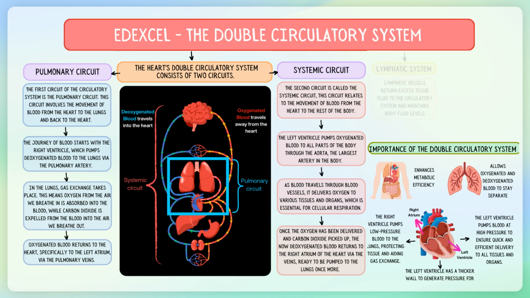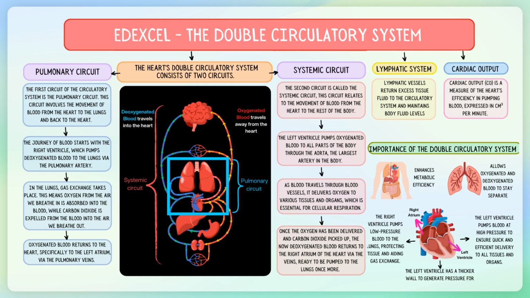We also covered the lymphatic vessels, which return excess tissue fluid to the circulatory system and maintain body fluid levels. Finally, we learned how to calculate cardiac output from the heart. By understanding the distinct roles of the right and left ventricles, you now have a foundational insight into how the heart supports systemic and pulmonary circulation, maintaining the body's overall function and health.